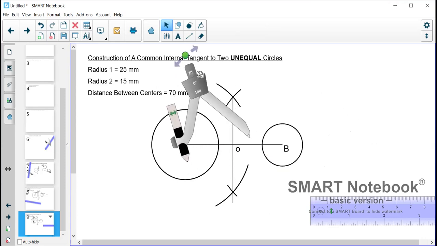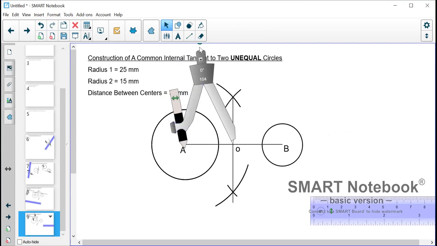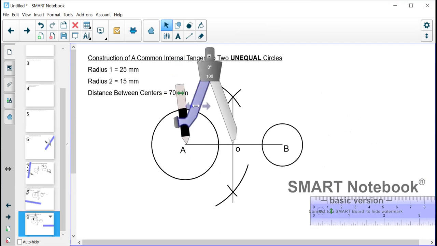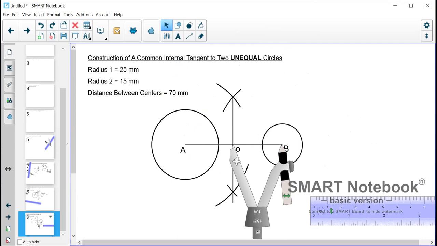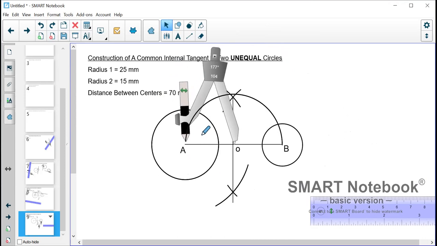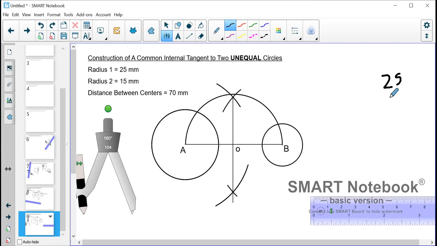Good. Now, having found that center, we simply draw a semicircle from A, right? From A or B. So the distance there should be the same. Just let me get that a little bit better. Good. Now, if you can remember, for external, we had to subtract, right? We had to subtract 15 from 25, and that gave us 10. Now, in this case, for internal, we need to add. So 15 plus 25 will give you 40.